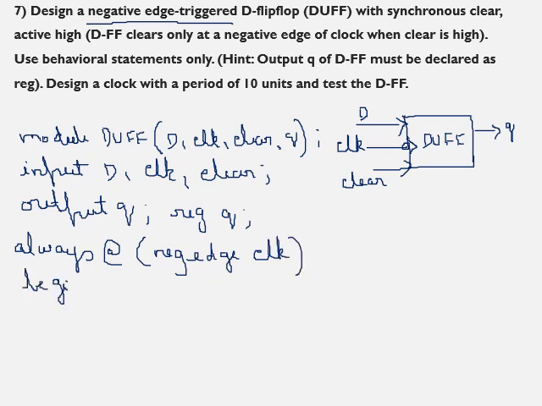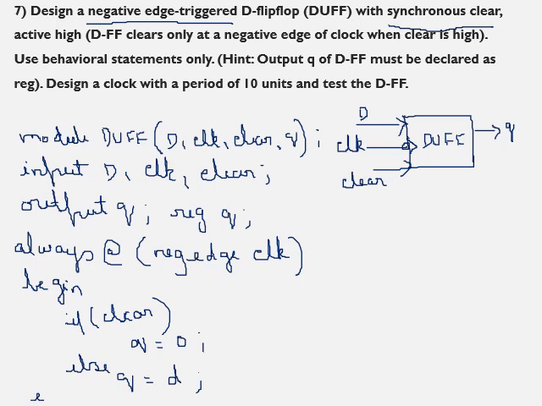Now inside the always block, first you have to check whether the clear is active. Since it is synchronous clear, the clock is the highest priority signal. So only at the negative edge of the clock will it enter this always block, and the first thing you have to do inside is check if clear is high, because it's active high. So if clear is high, Q will be equal to 0, else Q will be equal to D. Okay. This is end and endmodule.